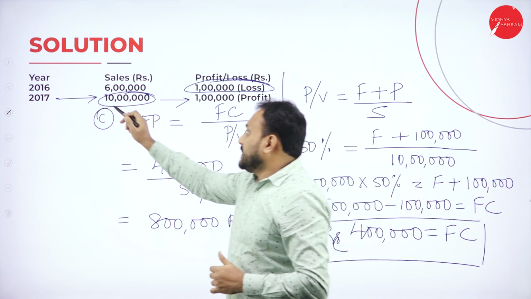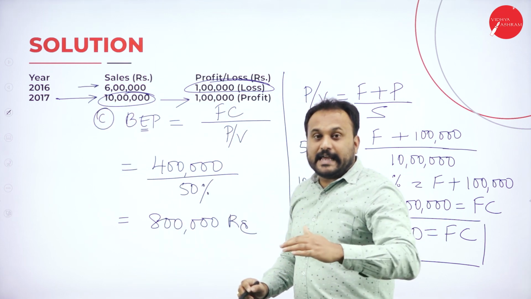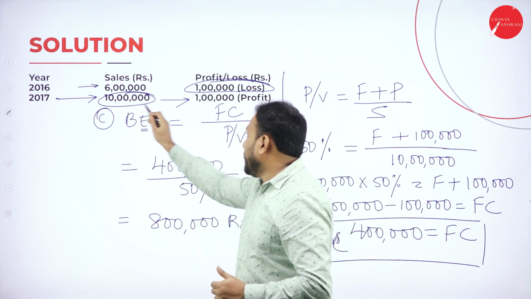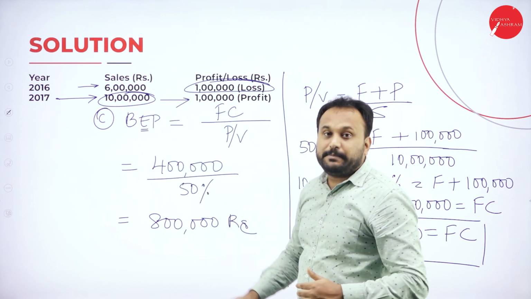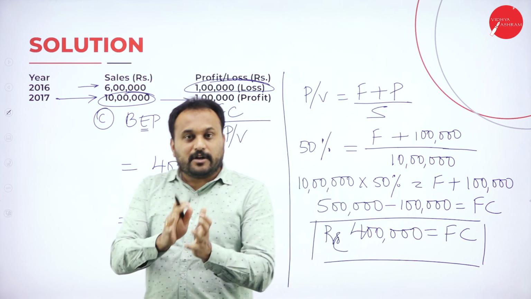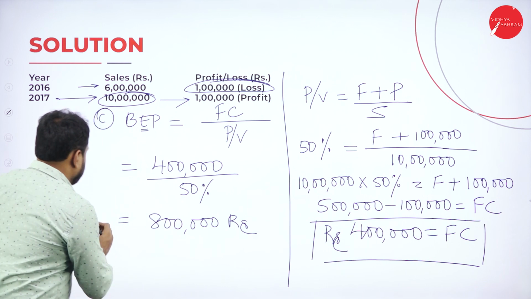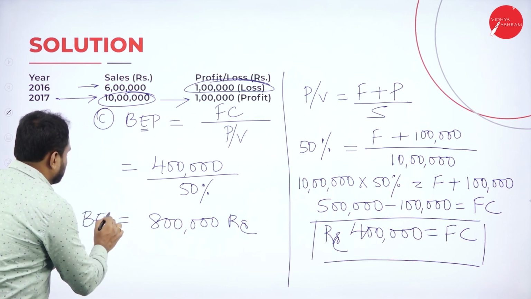That's why if we have sold 6 lakhs, right? So we are in loss. 10 lakh is more than 8 lakh, so we have made profit. This is what the BEP is. That means at that particular point, if I go with sales, I'll not have profit nor I'll have loss. So this is what my BEP sales is.